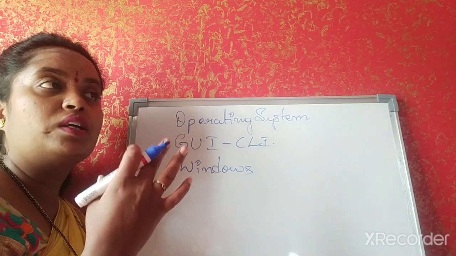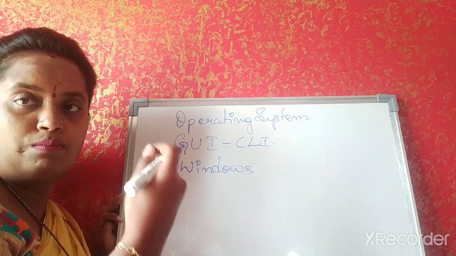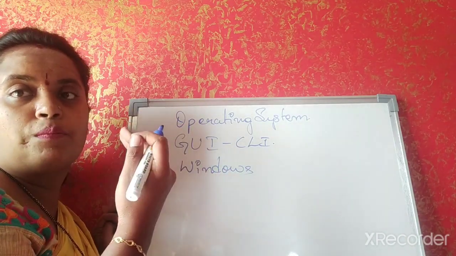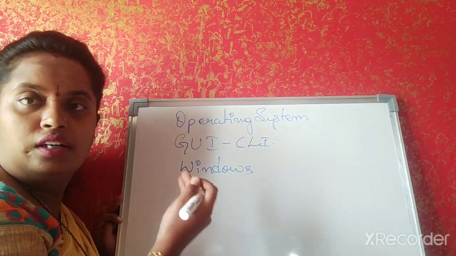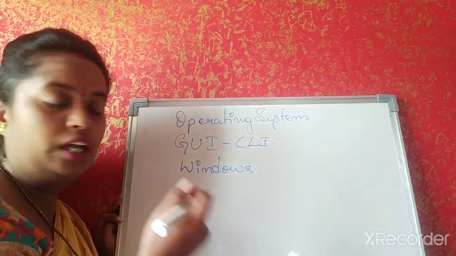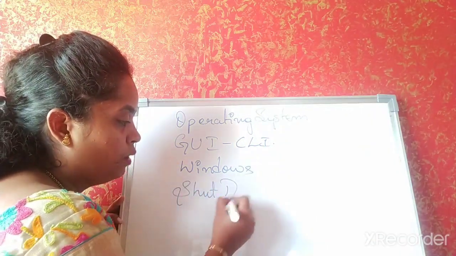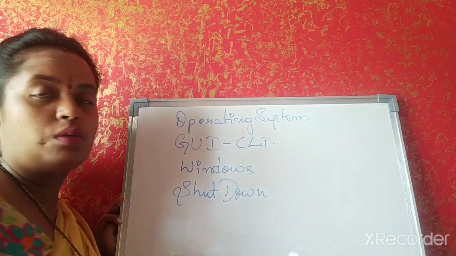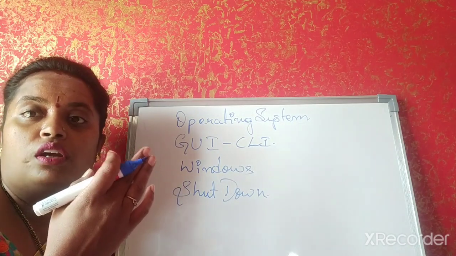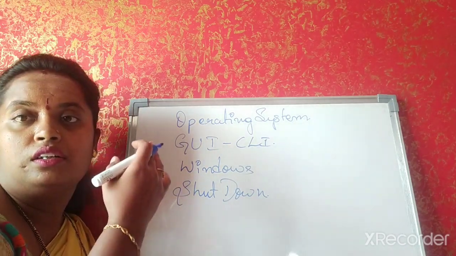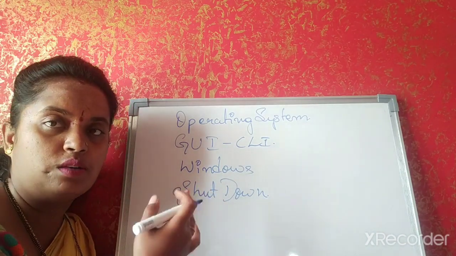When I ask you a question, what are the components of desktop, what will you tell? Components of desktop are the background of the desktop, icons, clock, start button, taskbar. Then you got to know how to shut down the system. How do you shut down the system? It's very simple. Click on the start button, then on the right side click on the shutdown option, then the system will shut down.